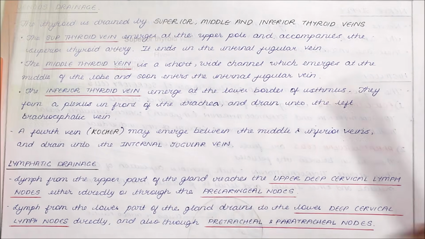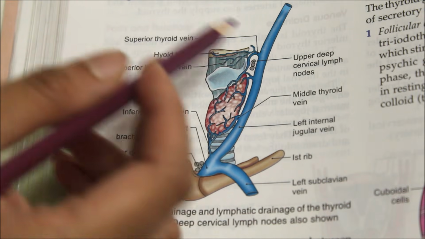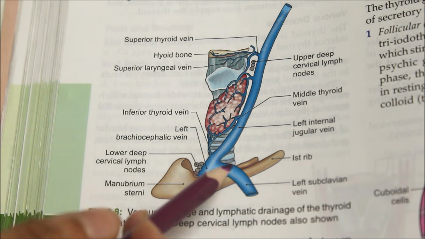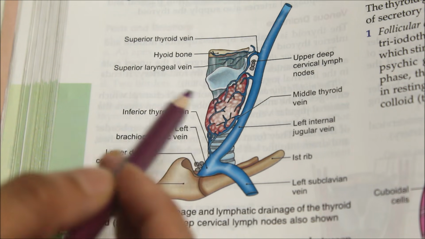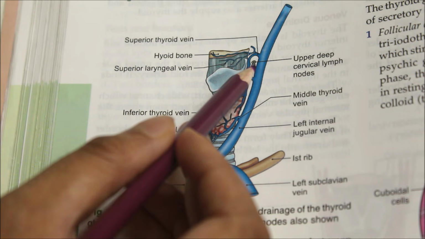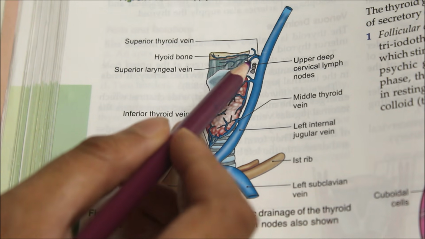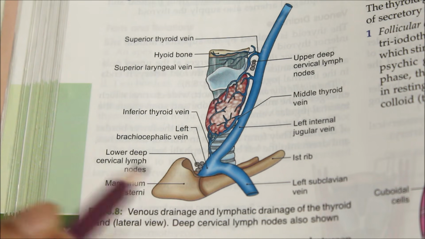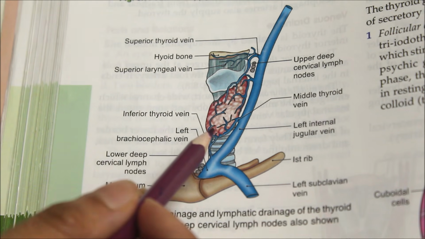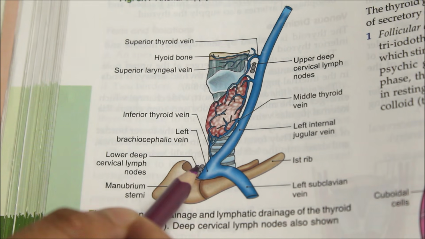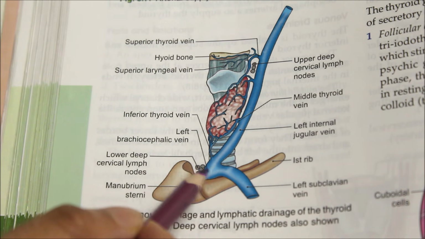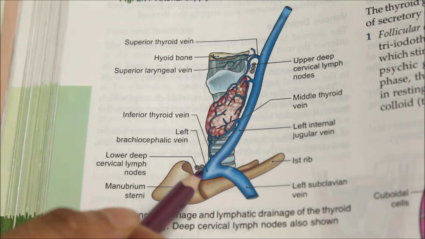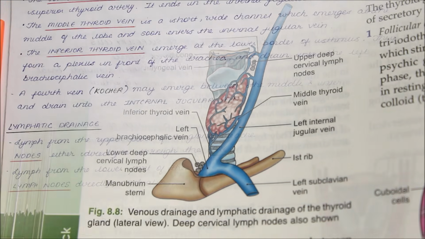Moving on to the lymphatic drainage of the thyroid gland, the lymph from the upper part of the gland reaches the upper deep cervical lymph nodes either directly or through the pre-laryngeal nodes, and lymph from the lower part of the gland drains into the lower deep cervical lymph nodes that you see right here, directly and also through the pretracheal and paratracheal nodes.